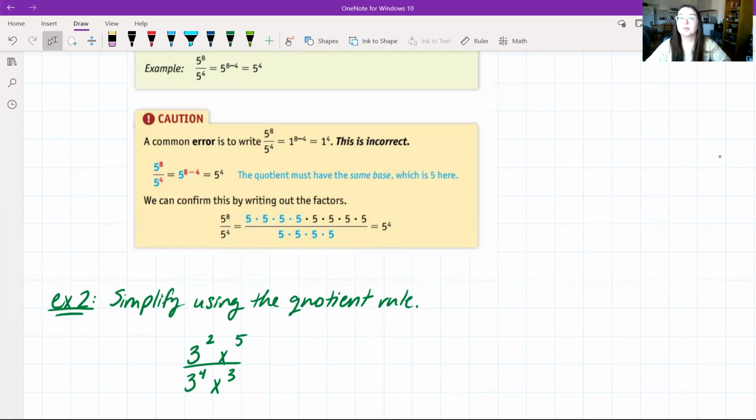Just like when we use our product rule, we don't multiply our base when they're the same, we don't divide our base when they're the same for our quotient rule either. So if we have 5 to the power of 8 divided by 5 to the power of 4, this is equal to 5 to the power of 8 minus 4, which is equal to 5 to the power of 4. So the quotient must have the same base, which is 5. We can also confirm this by writing out the factors, just like we did in our last problem.